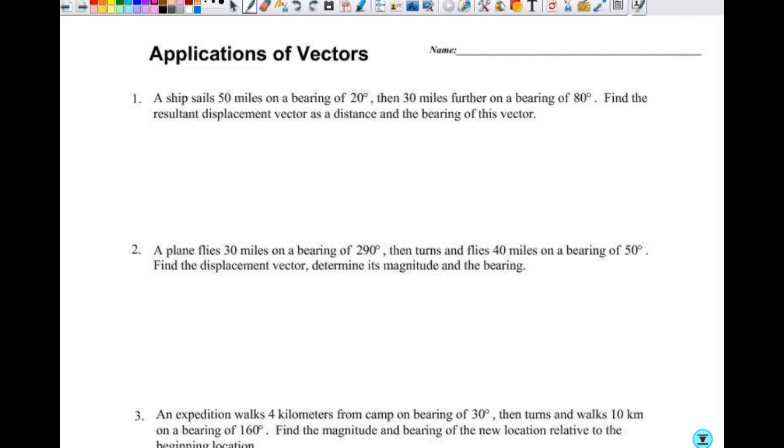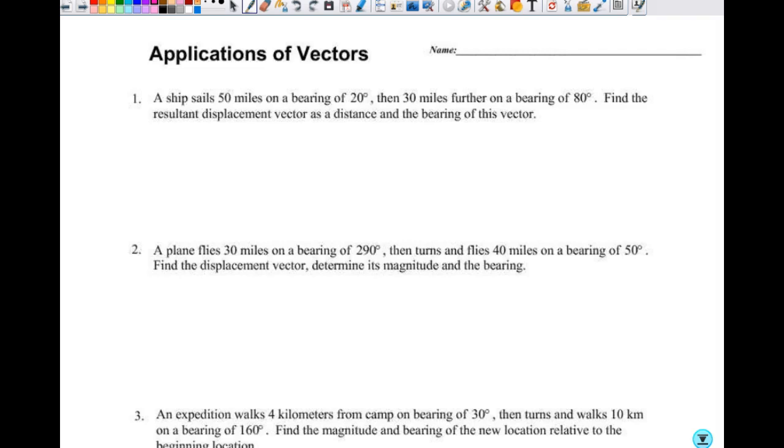Now on the first set of applications we did on the pink one, I told you I didn't care how you drew the pictures, whether you drew them where you were actually adding the vectors or if you drew them where they were all at zero. That's not really zero. That's fine. But on this one, I want you actually drawing them as the addition of vectors.